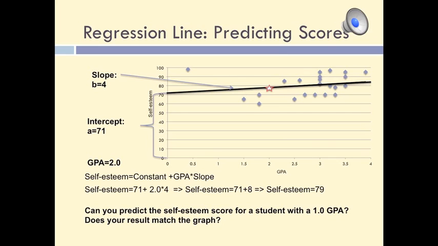To obtain the self-esteem score, all we have to do is to multiply the student's GPA, which is 2, by the slope, which is 4, and we get 8. Then we add 8 to the intercept, which is 71, and we get the self-esteem score, which is 79. And this is all we have to do, very simple. So if we know the slope and the intercept, we can predict self-esteem scores based on any GPA. To make sure that you understand the procedure, try to estimate self-esteem scores for other GPA values, and then see if the values you obtain by applying the formula match what the graph is showing. For instance, what is the predicted self-esteem score for a GPA of 1.0?